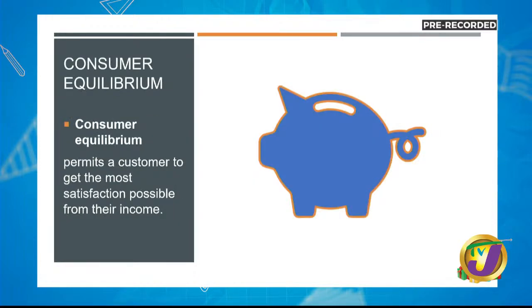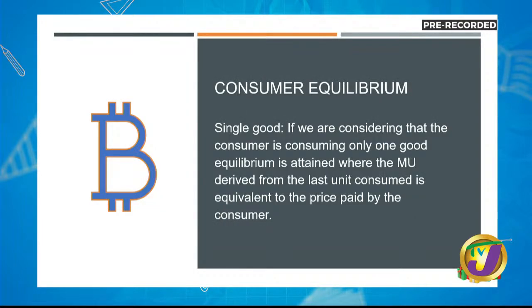Another term we want to look at is the consumer equilibrium. And this permits the consumer to get the most satisfaction possible from your income, right? We'll look a little bit more on that. So when we think of a consumer who is purchasing a single good, we say that the consumer, if they're only consuming one good, they are in equilibrium when MU, or marginal utility, derived from the last unit consumed is equal to the price paid by the consumer. So when the MU from the last unit of good you use is equal to the price, you're in equilibrium.